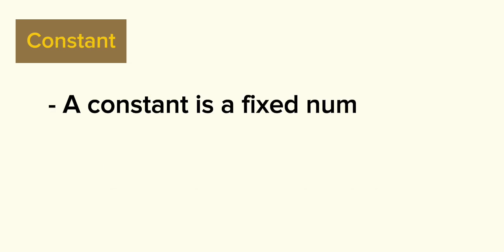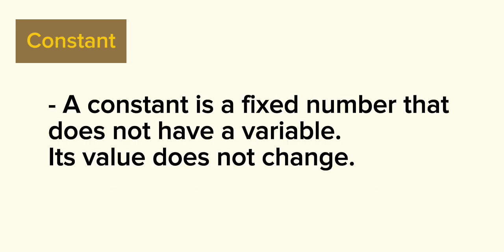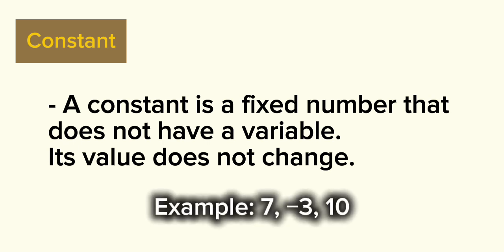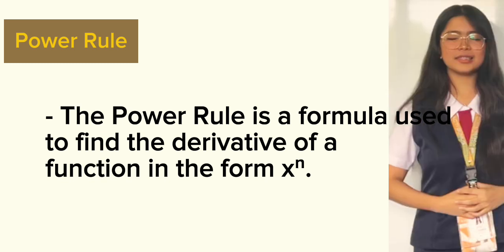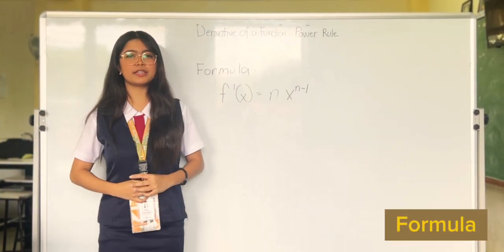Then, constant. A constant is a fixed number that does not have a variable. Its value does not change. For example, 7, -3, and 10. Last but not the least, power rule. The power rule is a formula used to find the derivative of a function in the form of x raised to n. The formula of the power rule is just simple.